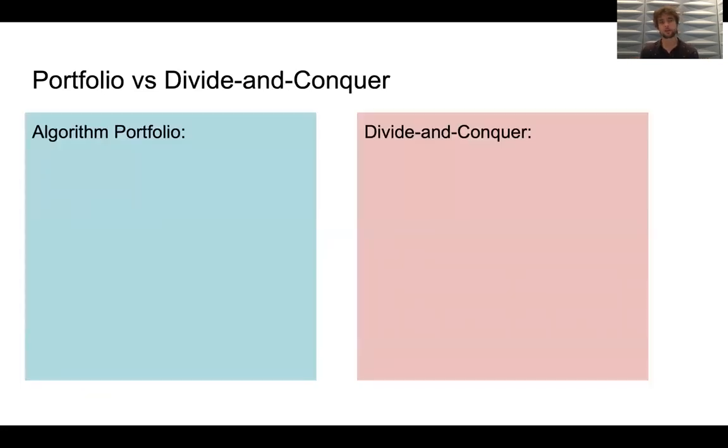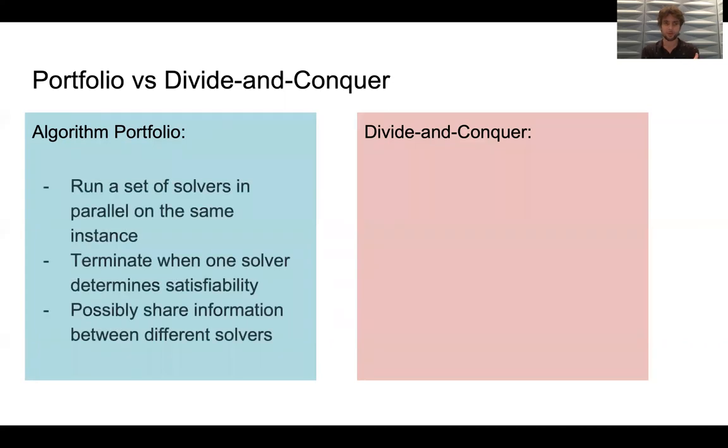So for me, this question of parallelizing SMT solvers goes back roughly to the question of whether to do portfolio or divide and conquer. In an algorithm portfolio, the idea is to run a set of solvers in parallel on the same instance, and then you terminate once one solver determines the satisfiability. You can share information between the different solvers, of course, in addition to that.